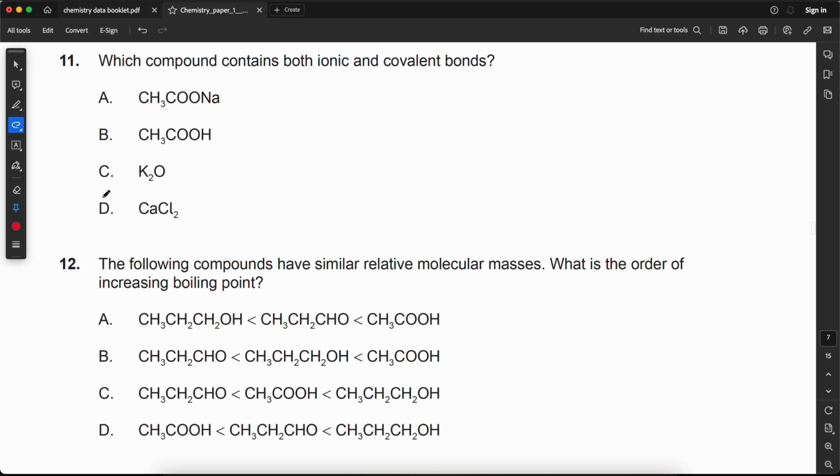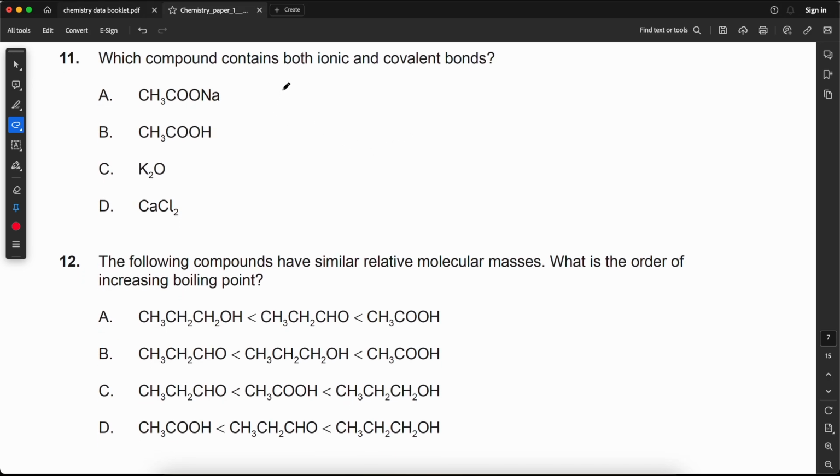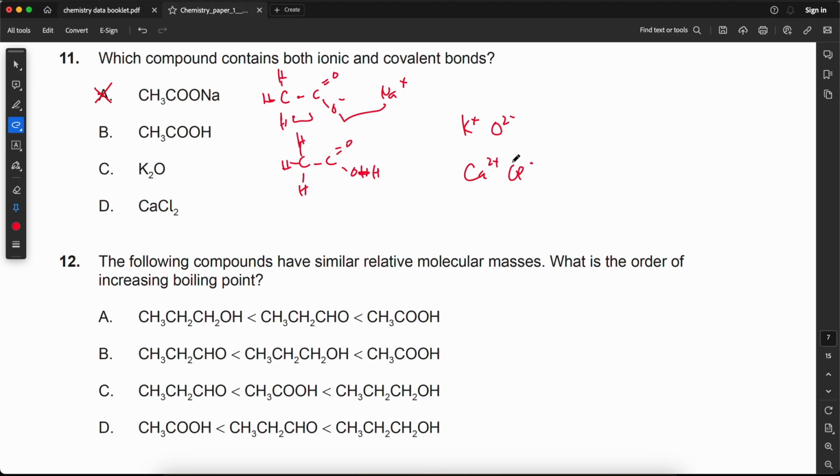Which compound contains both ionic and covalent bonds? If we draw the structure CH3COO and Na+, this will be covalent. Between these two will be ionic. If it's CH3COOH, that's only covalent, or non-metal. K plus and O2 minus are ionic, Ca2 plus and Cl minus are also ionic.